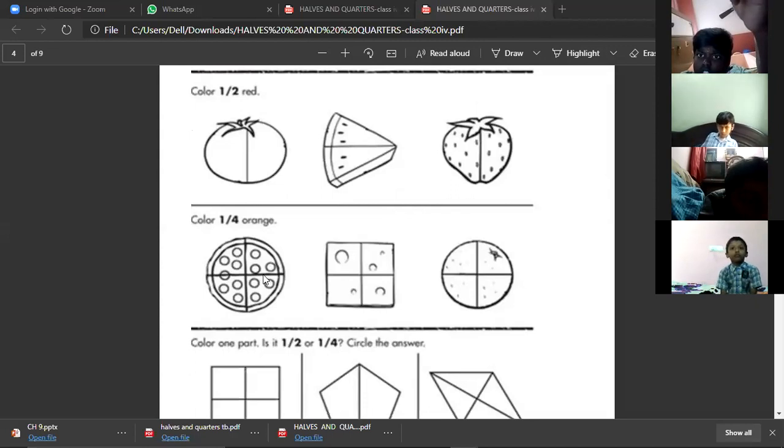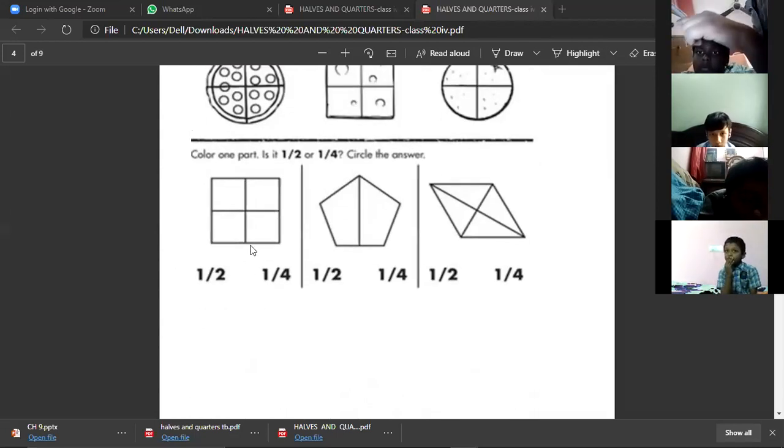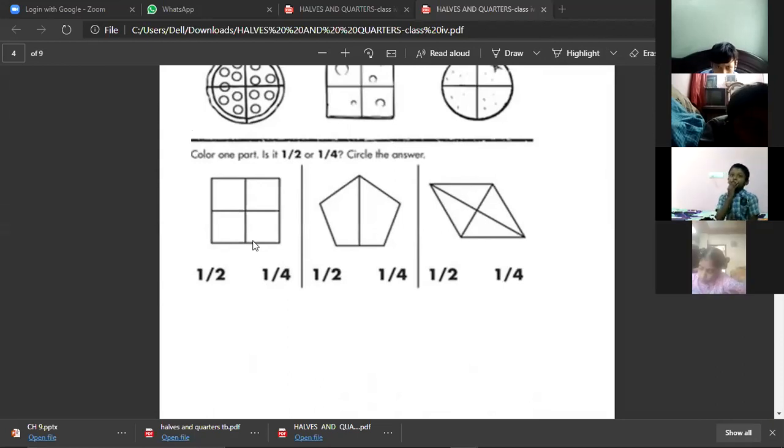Here, 1 by 4th of the part. So out of 4 parts, any 1/4 you have to color. This question is asking to color one part, only one part. Out of 4 parts, color one part, and you have to see when you color one part, will it become 1 by 2 or 1 by 4? That you have to check. If you color one part, it will become 1 by 4 here.